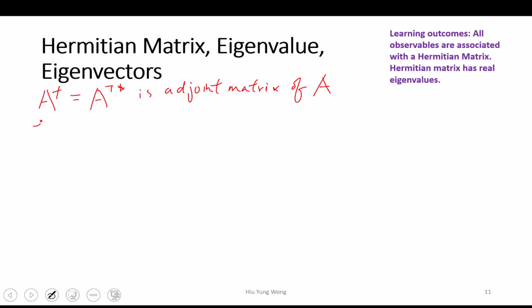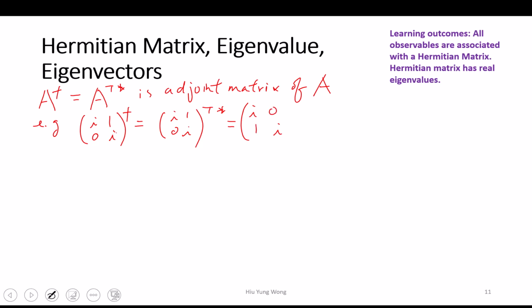For example, if I have a matrix that is i, 1, 0, i, its adjoint matrix, the dagger, is equal to i, 1, 0, i transpose, then complex conjugate. What is transpose? You just draw a diagonal line and then flip over the elements. So all those on the diagonal are still there.